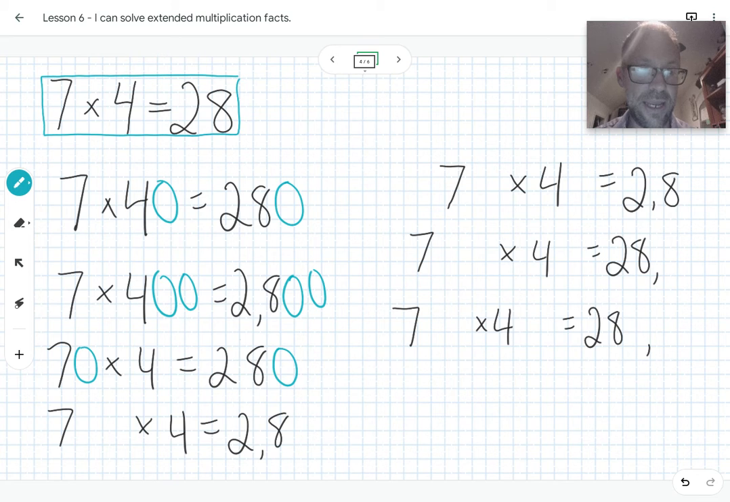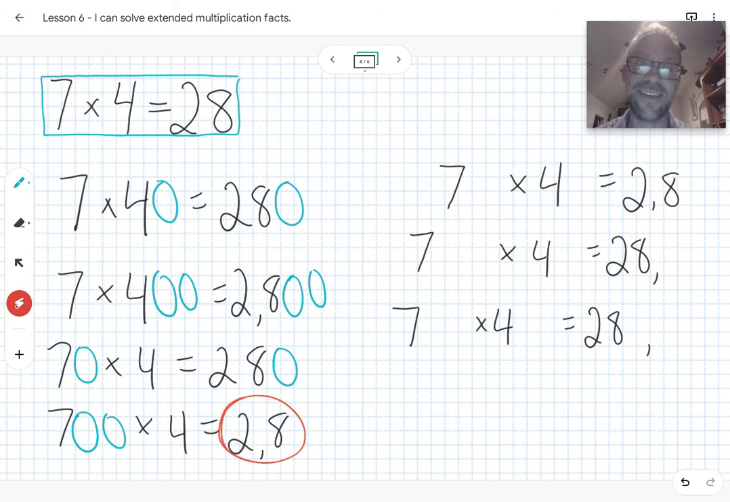What if we had, let's see, 700 times 4? Well, the first thing we do is multiply the basic math fact. 7 times 4 is 28. And then we count up 1, 2, the total number of zeros, and add them to our product. Our final answer is 2,800.